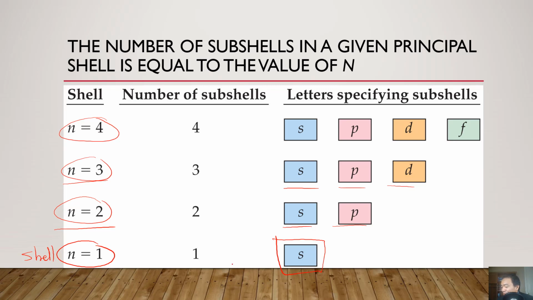If you combine this number and letter together, we can say in shell number 1, you have the 1s subshell only. In shell number 2, you have 2s and 2p subshells. For shell number 3, you have the 3s, 3p, and 3d subshells. Then you have 4s, 4p, 4d, 4f, etc.